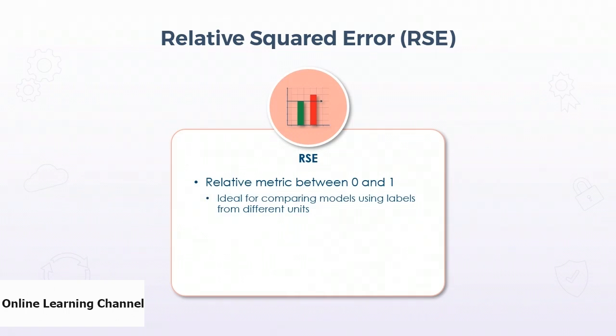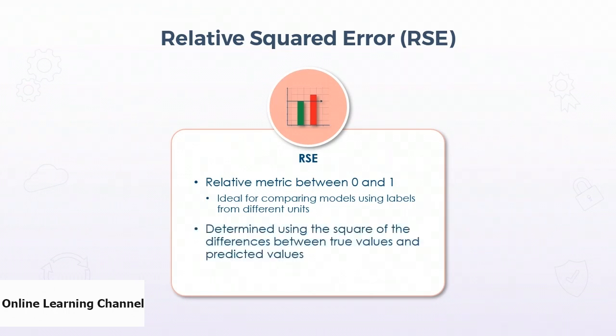So how does this metric work? Well, the relative squared error metric is determined using the square of the differences between actual values and predicted values. This metric looks to determine what the squared error is in a relative manner. The idea is to get the value between 0 and 1. Furthermore, the math tells us that the values that are closer to 0 are better. Basically, that means that there is very little error between the predicted and actual values, which is what we want.